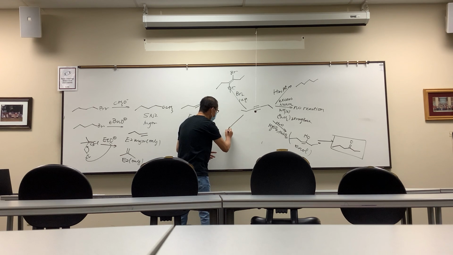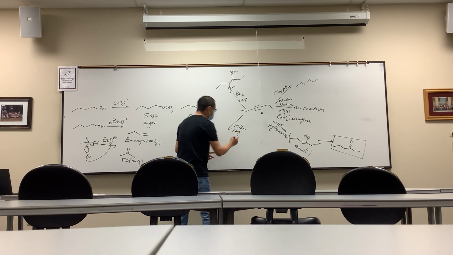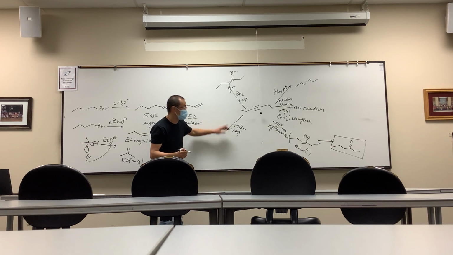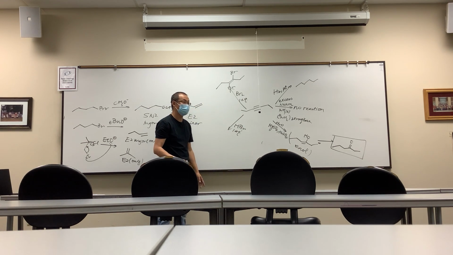Last one. Treat with HBr, also 1 equivalent. And again, guys, I want to remind you, in your test, it may not be 1 equivalent. You have to read how many equivalents. What does equivalent mean? The ratio. 1-to-1 ratio or 1-to-2 ratio, it depends.